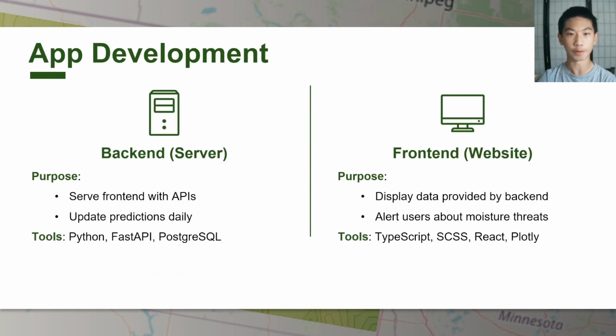The app is comprised of a backend and front end. The backend provides the data for the front end to display and updates the predictions daily. The front end displays the predictions and alerts the farmers. I'll now go to the app.